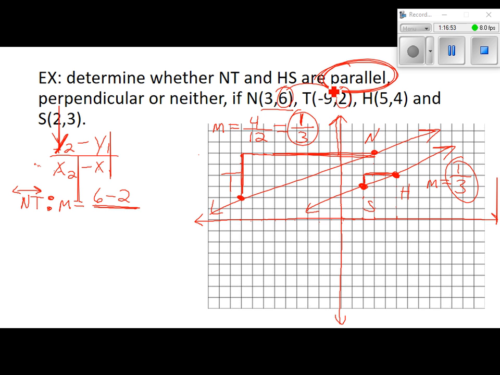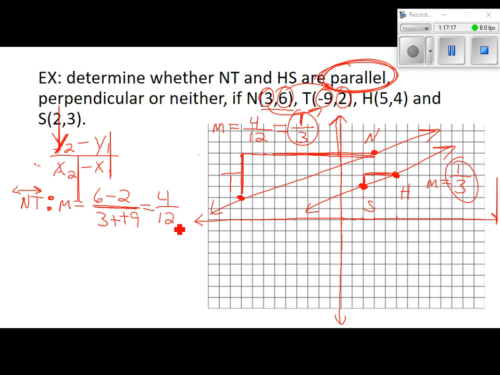And since I went from here to there, when I do the x's, I'm going to start with the 3 and go that way. So 3 minus a negative 9. When you do that, that's going to change to a positive. 6 minus 2 is 4. 3 plus 9 is 12. So that's the slope of line NT.